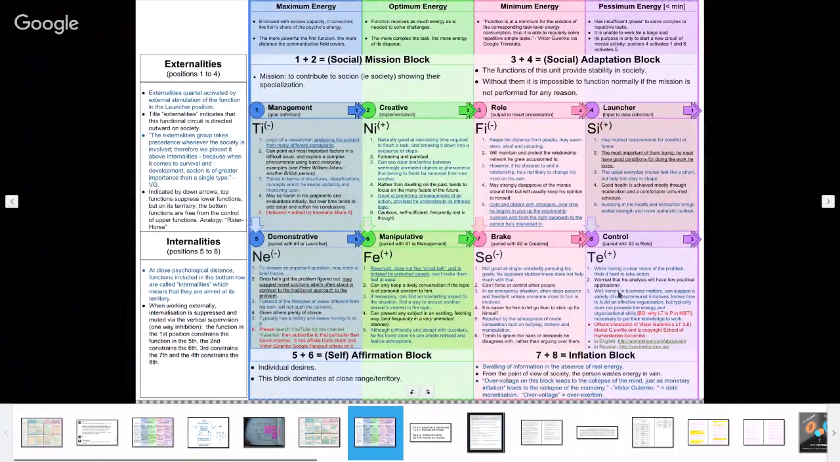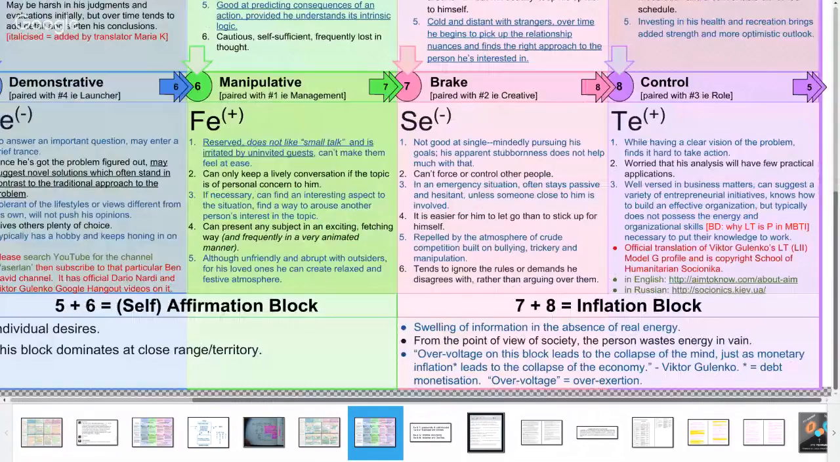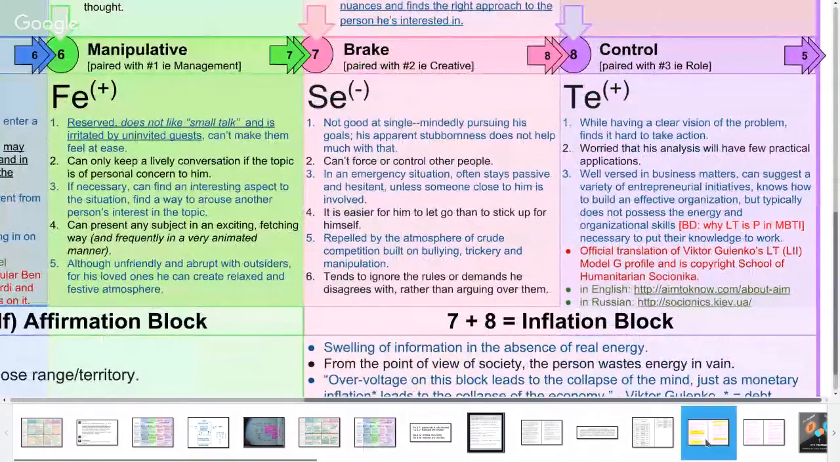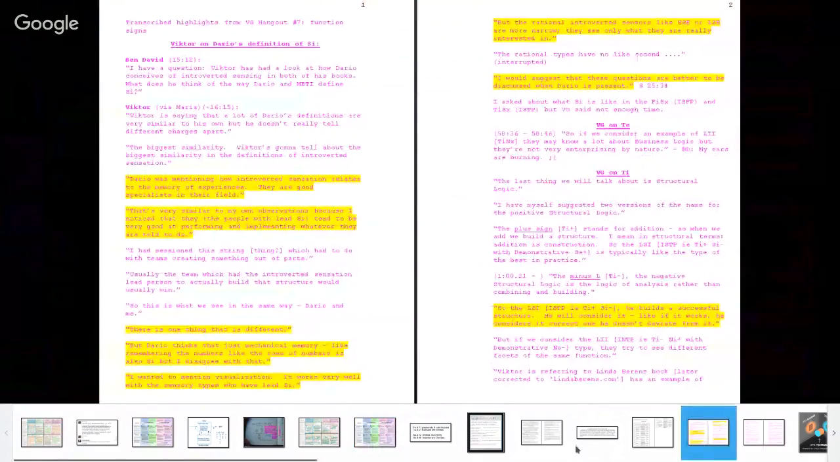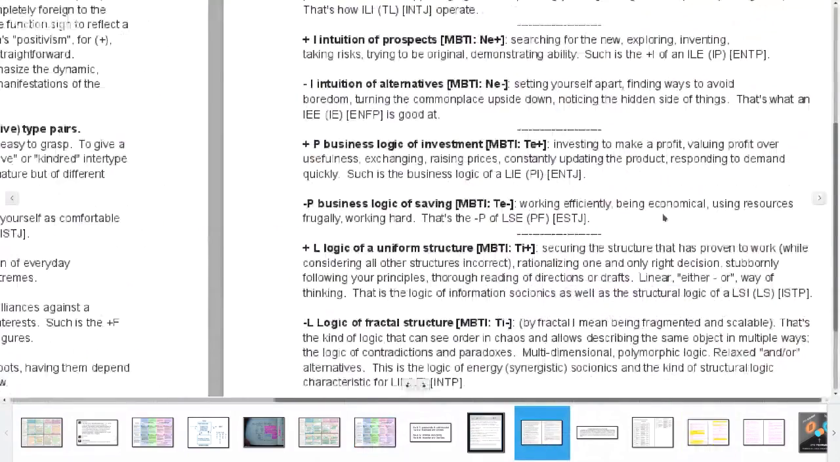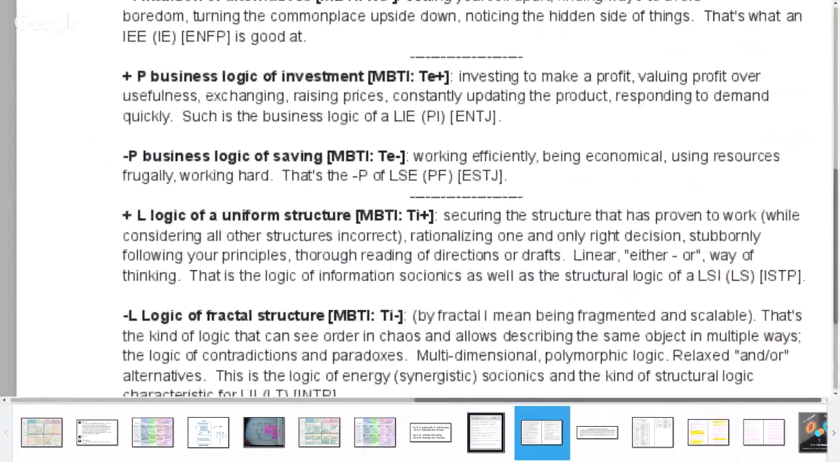we go to TE+. Oh, yes, this is the positive business logic. I'll show this on this graphic. TE+. Investing to make a profit, valuing profit over usefulness, exchanging and raising prices, constantly updating the product, responding to demand quickly, such as the business logic of ENTJ.